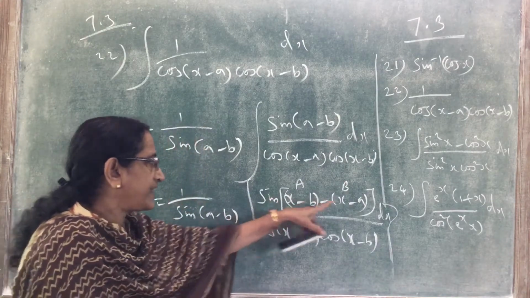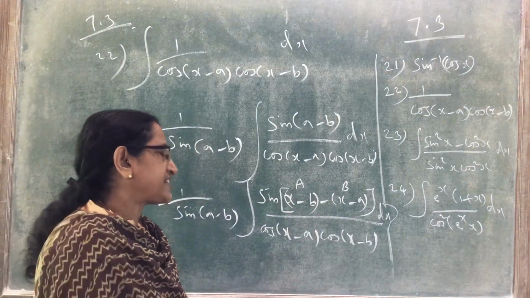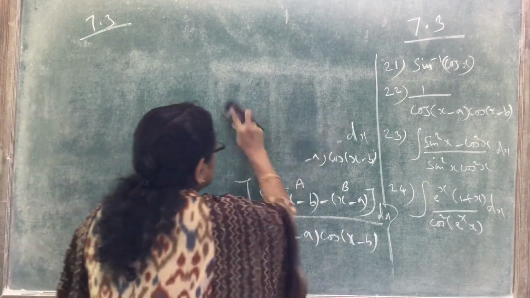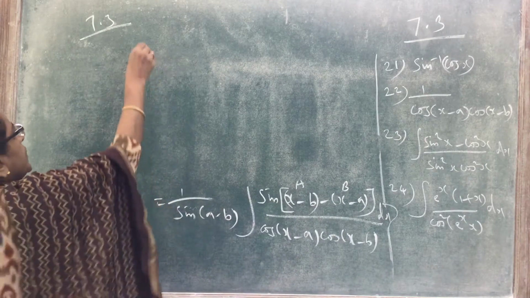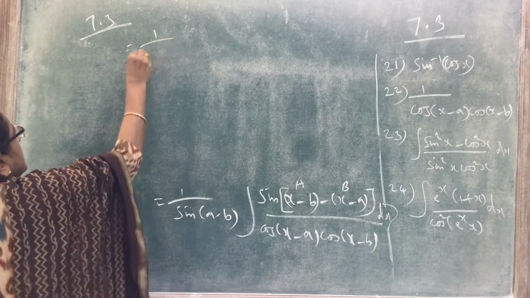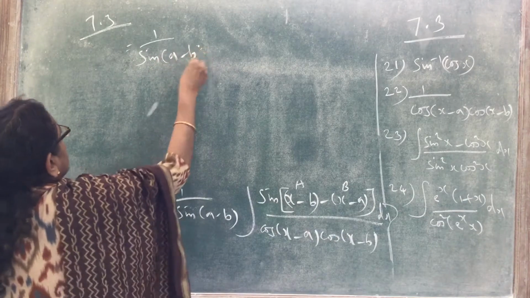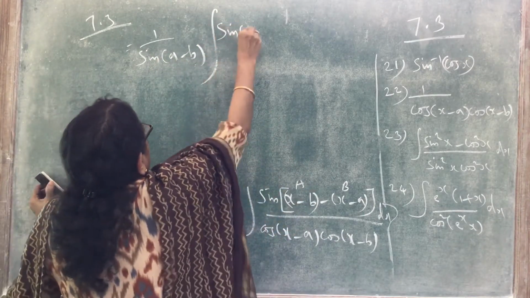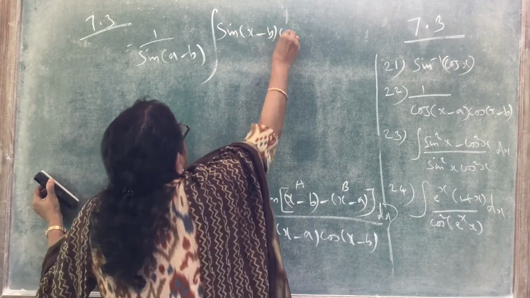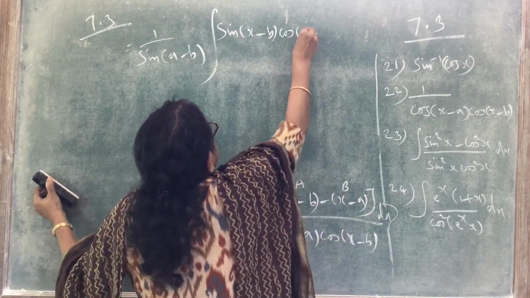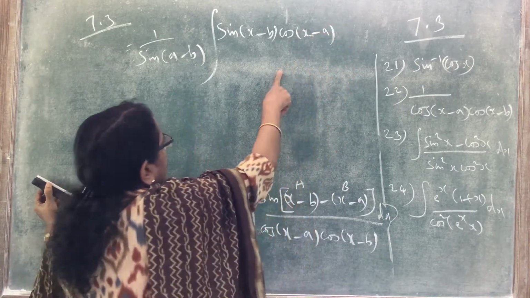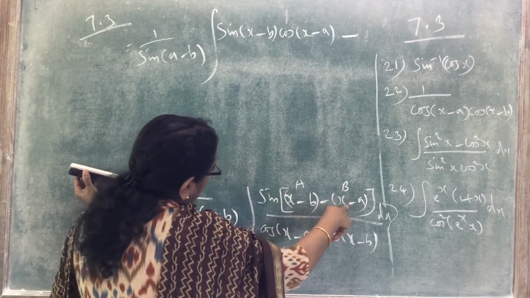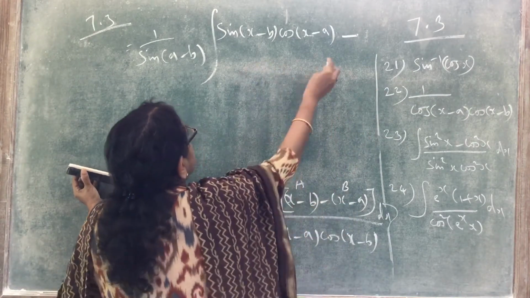So what is sin(A minus B)? sin A cos B minus cos A sin B. Apply that formula. So that is equal to 1 by sin(A minus B) into this: sin A cos B minus cos A sin B.